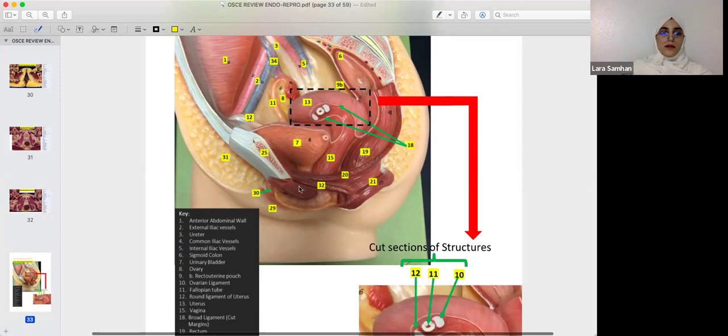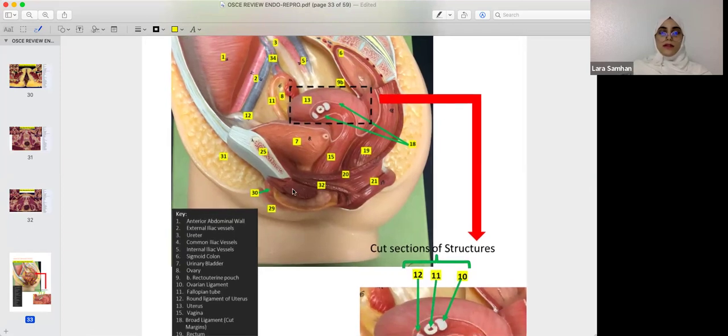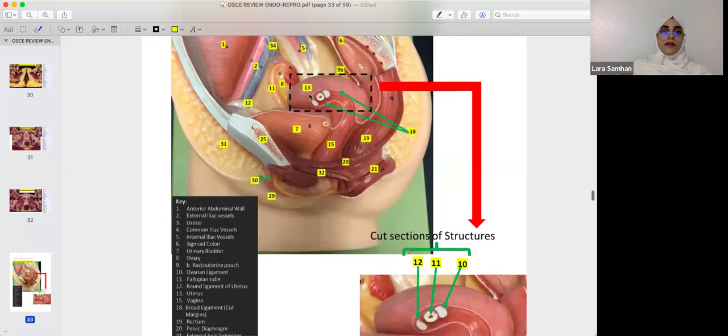Okay, so let's, for example, get to know what number 11 is. As you can see, this is the uterus. So what's this thing that comes all the way out of the uterus? It's the fallopian tube, and the fallopian tube is all the way connected to this one, which is the ovary, right? So we have in here the fallopian tube and the ovary, all the way interconnected with one another. So this is the ovary.